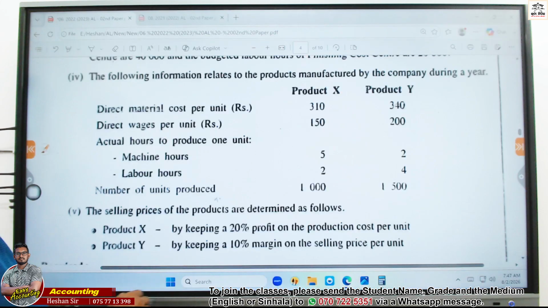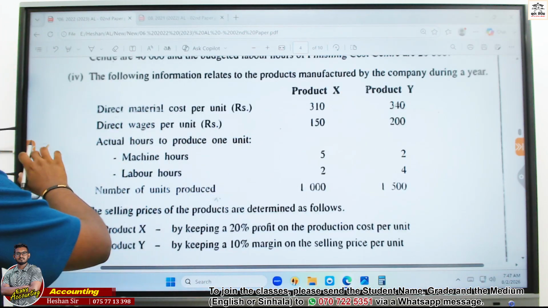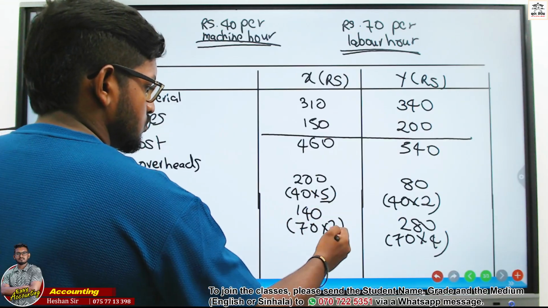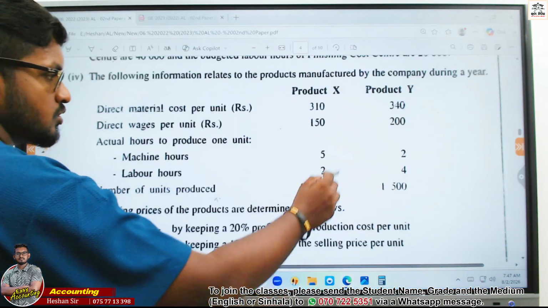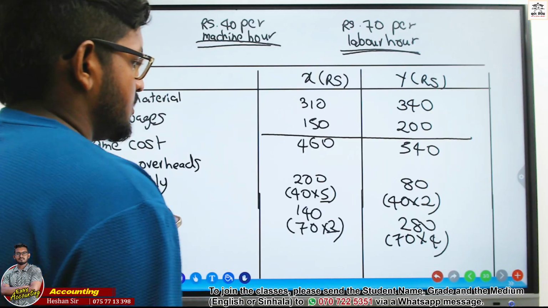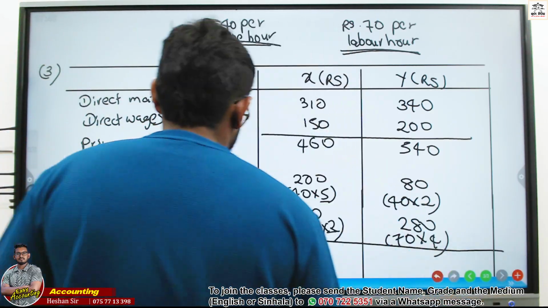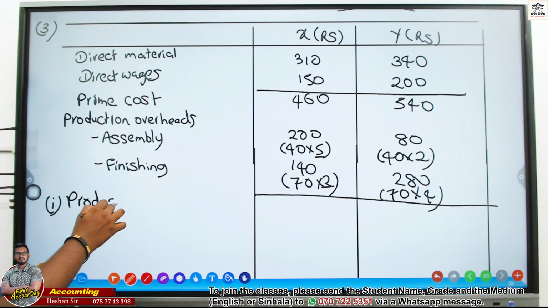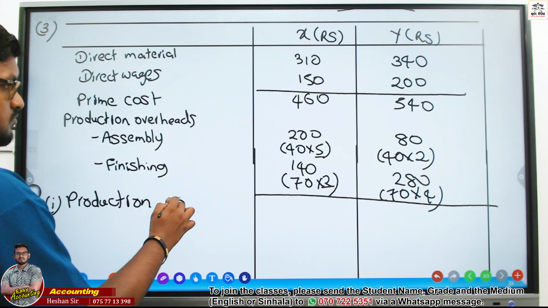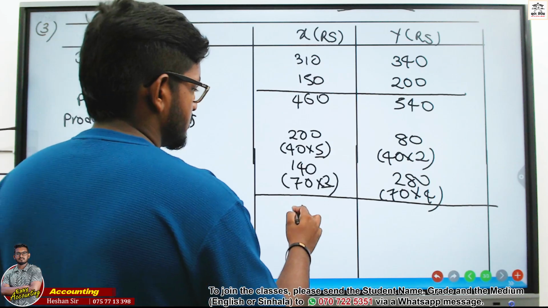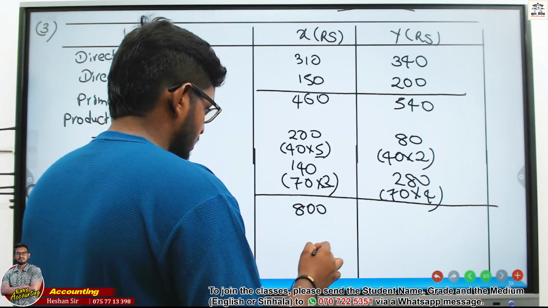You can see product X, 5 and 2, product Y, 2 and 4, machine hours and direct labor hours, right? Then you can take the answer for Roman number 1, production cost. How much? 800, and here it's 900.